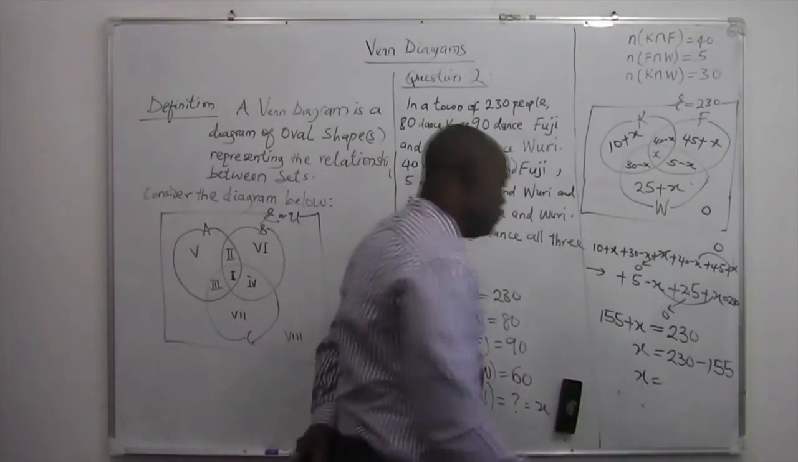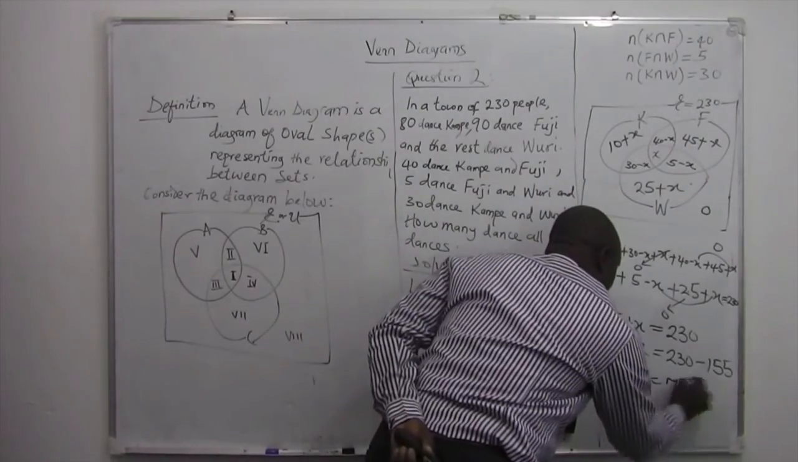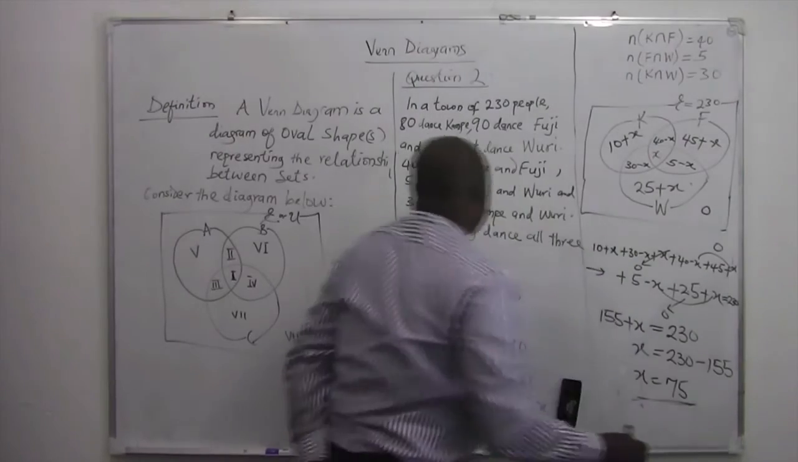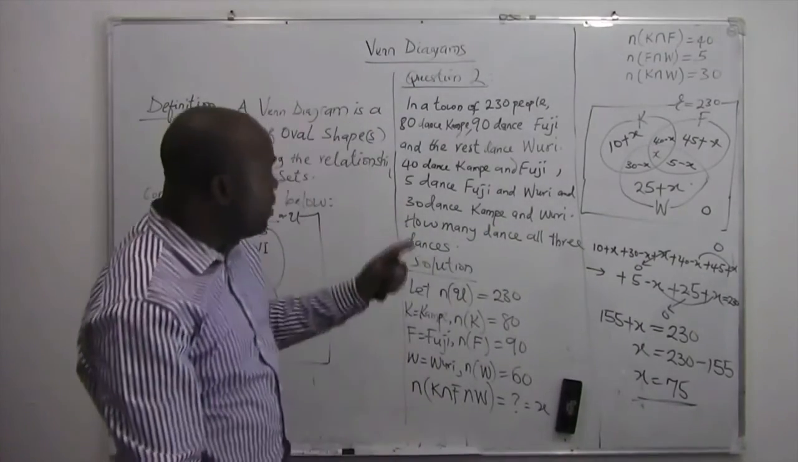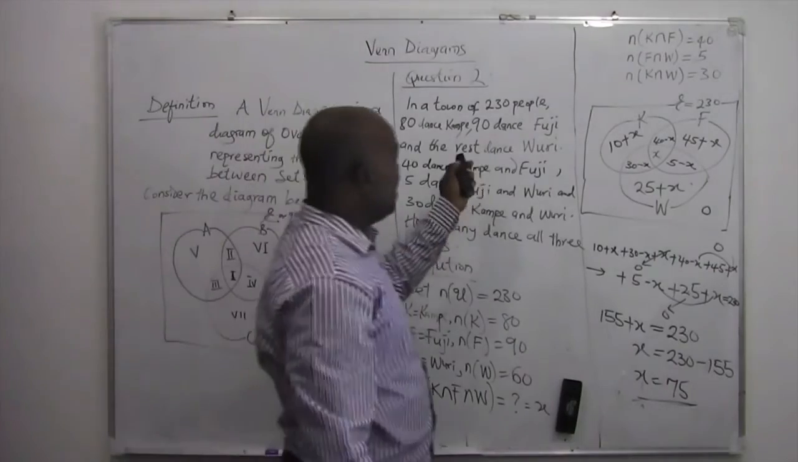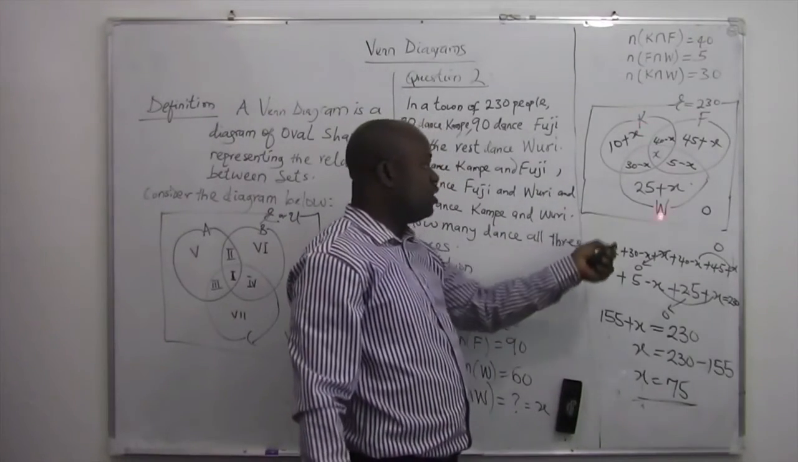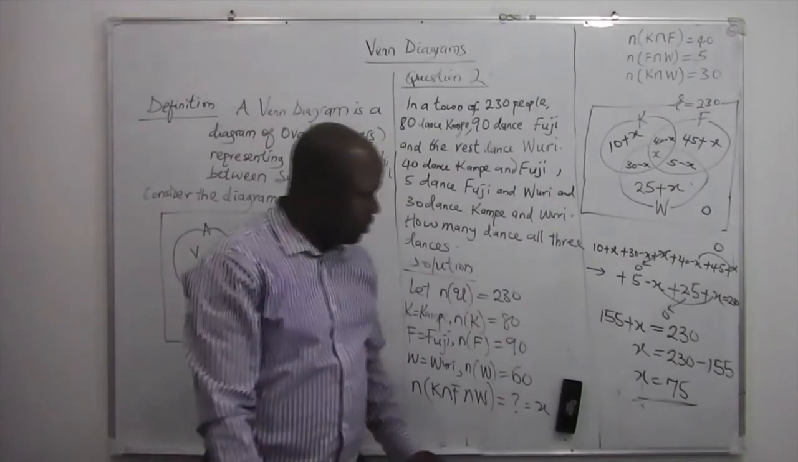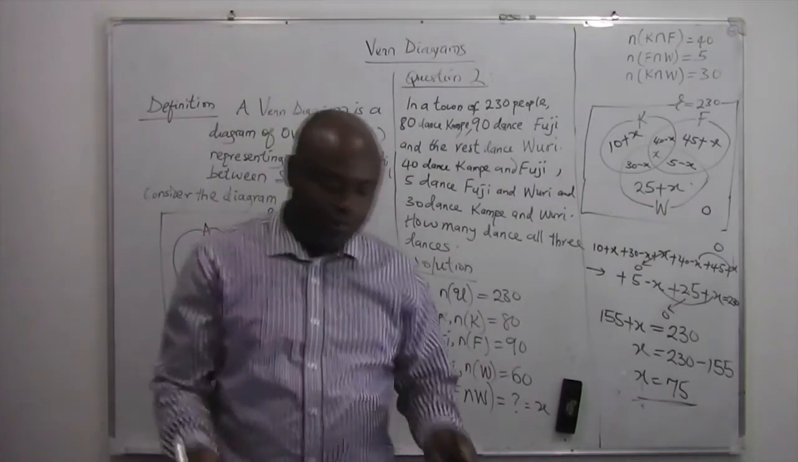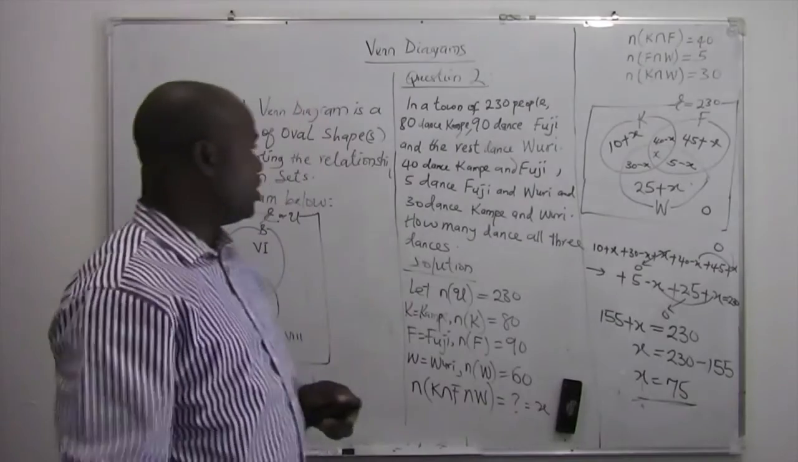Good. 75 as our answer. Meaning that we have 75 people. They are involved in all three dances, Kampe, Fuji, and Wuri. So it was quite easy because of your responses.